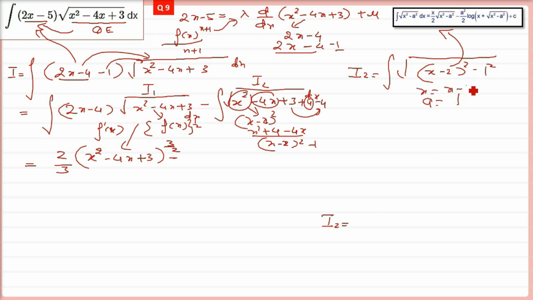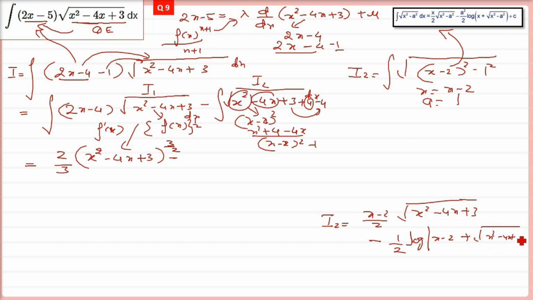Here a we are taking as 1 and x we are taking as x minus 2. So this I2 becomes x by 2, which is x minus 2 by 2. And whatever is inside under root x square minus a square is actually whatever we have got from x square minus 4x plus 3 only. We have changed it, and those other things are the product of it. But the original will be x square minus 4x plus 3 only, which is essentially x square minus a square. And then we have minus a square by 2, a is 1, so 1 by 2 log modulus of x minus 2, which is x, plus under root x square minus 4x plus 3. And then you can add a constant of integration, but we'll combine these two, I1 and I2, and then we'll write a final constant of integration.